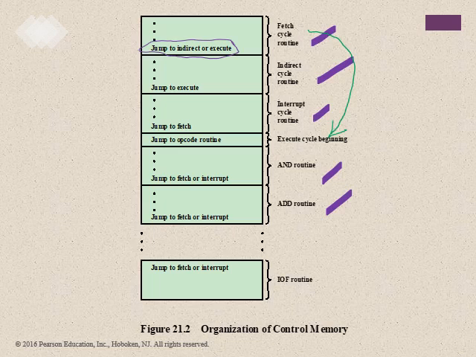The control memory in this figure is a concise description of the complete operation of the control unit. It defines the sequence of micro operations to be performed during each subcycle: fetch, indirect, execute, interrupt, and it specifies the sequencing of these cycles.